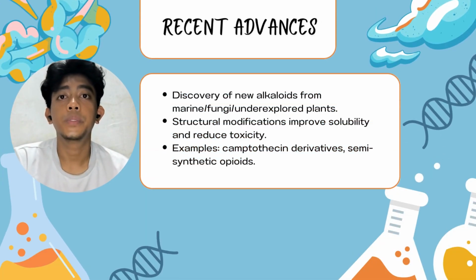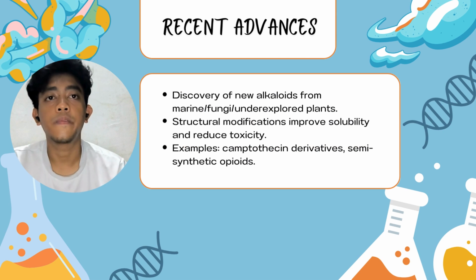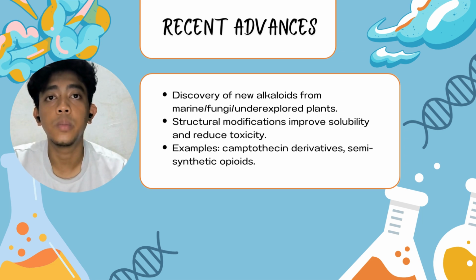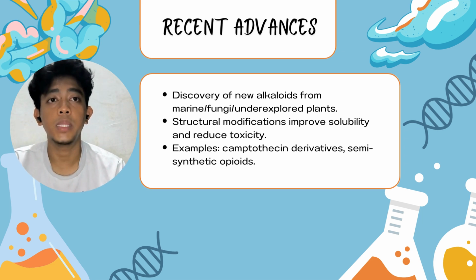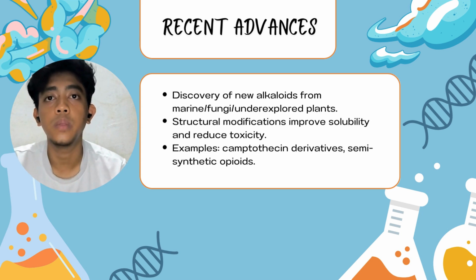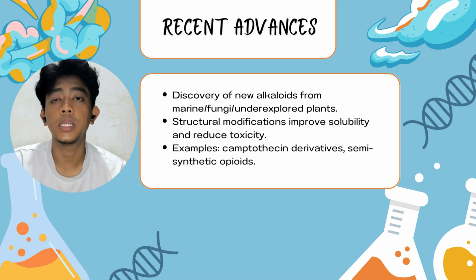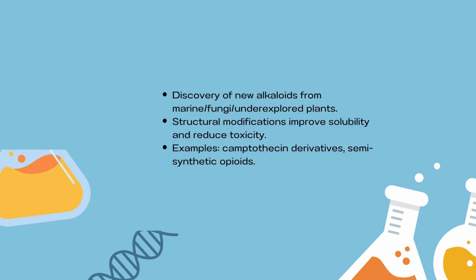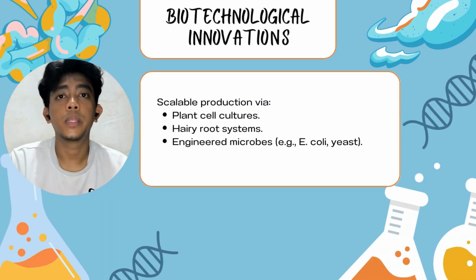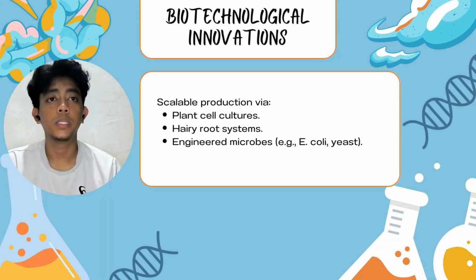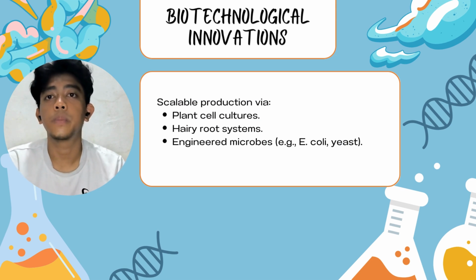Recent research is focused on discovering novel alkaloids from underexplored sources like marine organisms, fungi, and lesser-known plants. These new compounds have shown anti-cancer, anti-inflammatory, and neuroprotective activities. Structural modification of existing alkaloids, such as camptothecin derivatives, has improved water solubility and reduced toxicity, demonstrating the importance of chemical innovation. To meet rising demand and reduce ecological pressure, biotechnological methods are now used for alkaloid production.